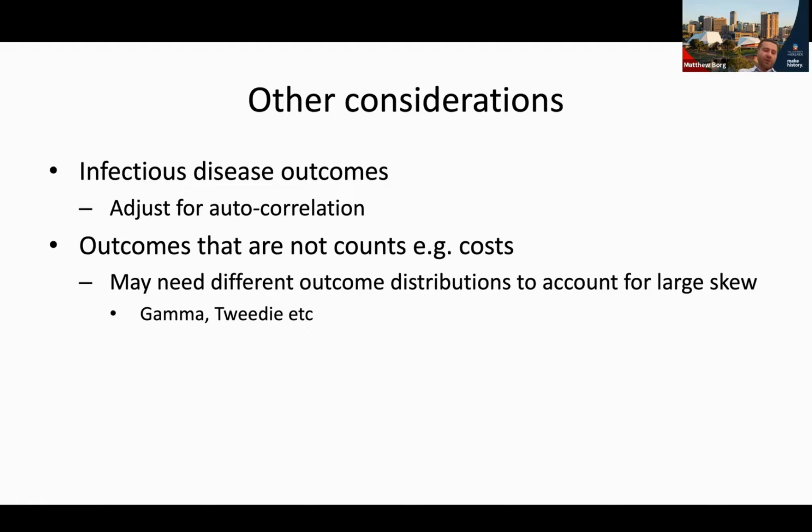Often the model distribution may not fit the data as well. You might need an outcome distribution that can better account for the large skew. Examples are a gamma distribution, which takes more skew, or a Tweedie distribution, where a Tweedie distribution allows you to model days where there's no costs or no outcomes, which is a limitation of the gamma distribution.